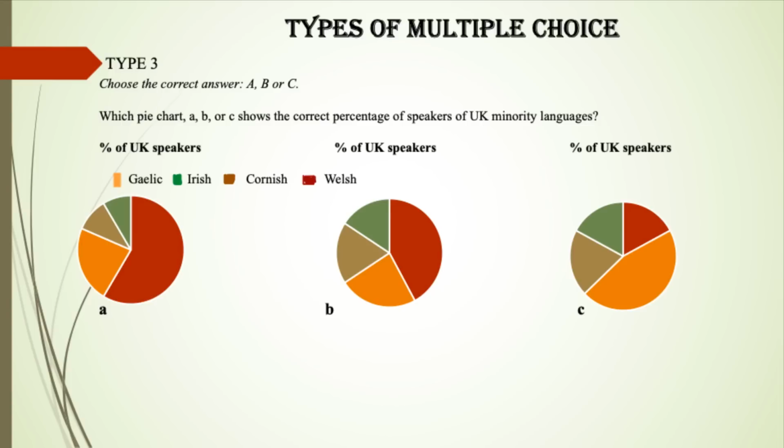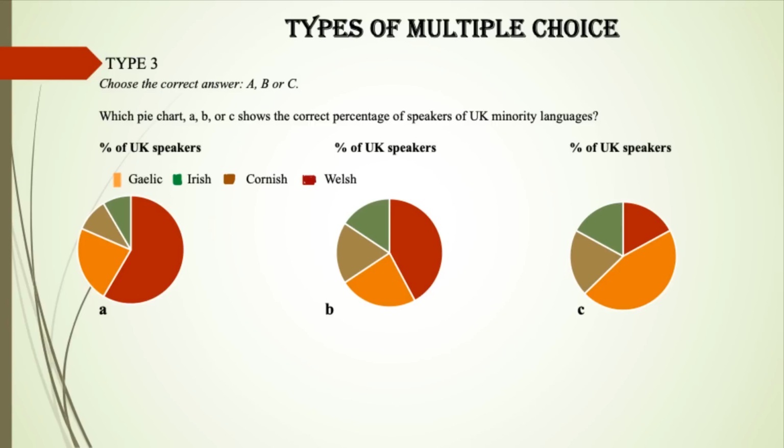Choose the correct answer A, B or C. And the question is, which pie chart, A, B or C, shows the correct percentage of speakers of UK minority languages? And obviously we have 4 languages here: Gaelic, Irish, Cornish and Welsh. So these are minority languages in the UK.